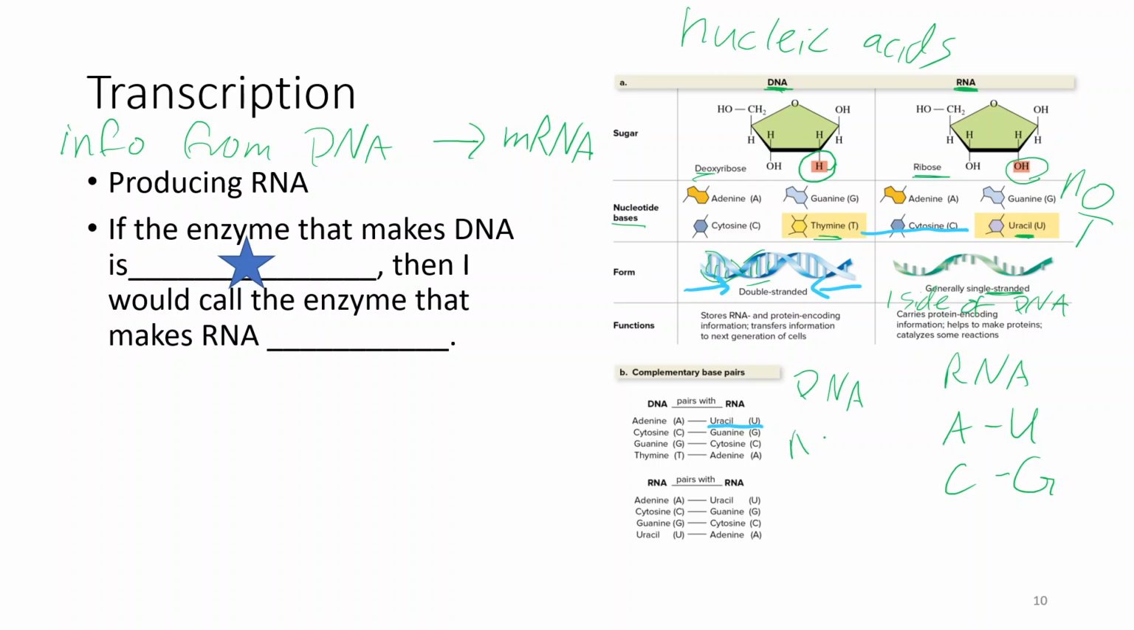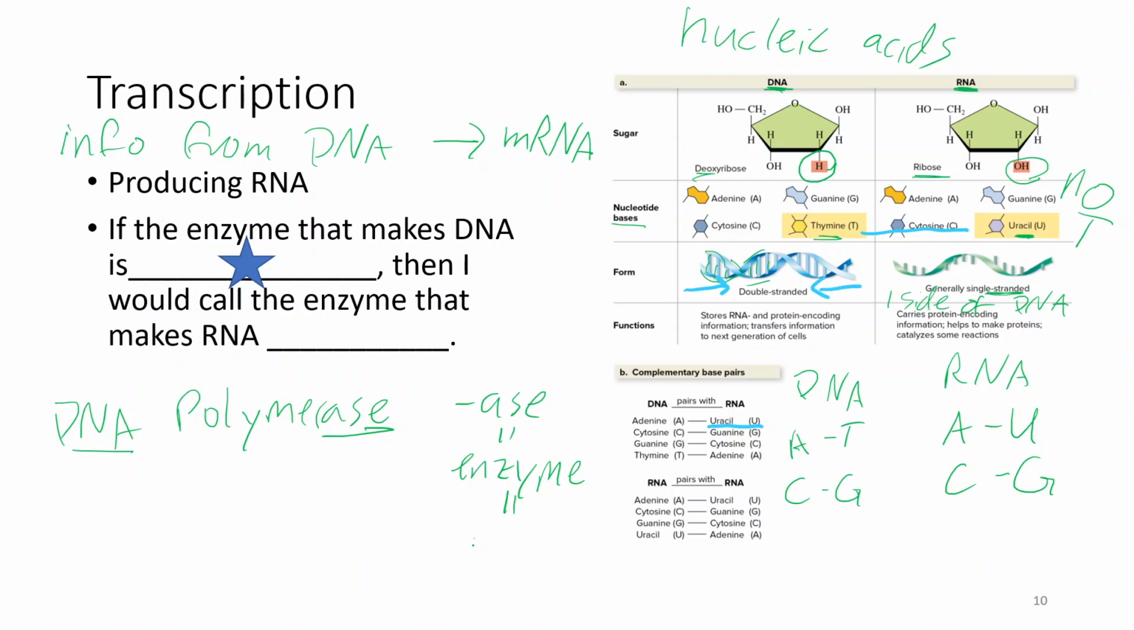DNA has AT and CG. RNA has AU and CG. So when we make DNA, we have an enzyme called DNA polymerase. Now, DNA is the thing that we're making. The ending -ase equals enzyme.